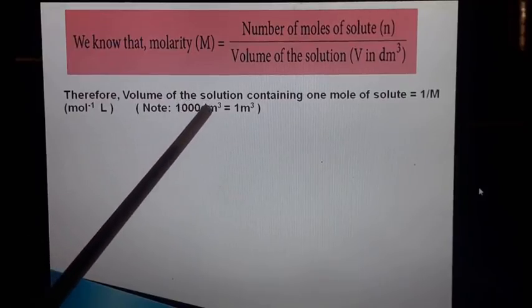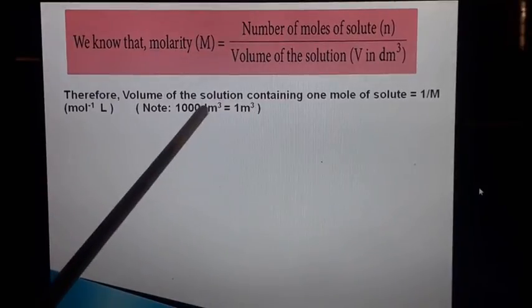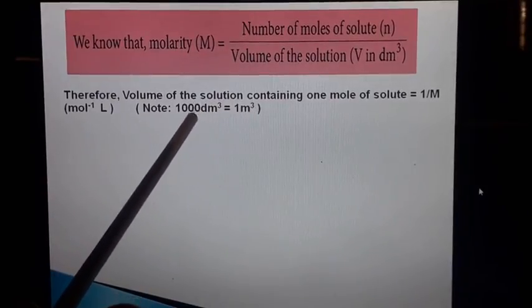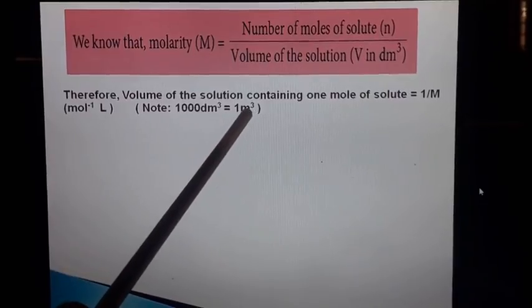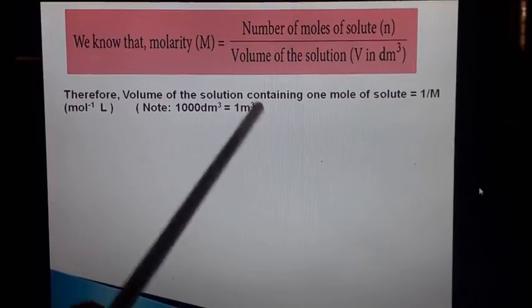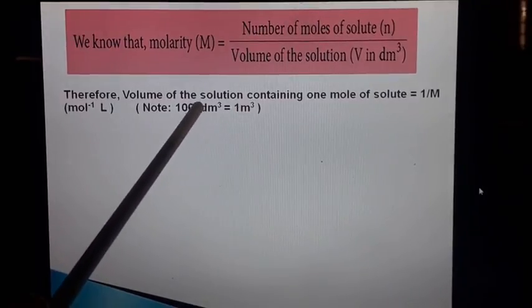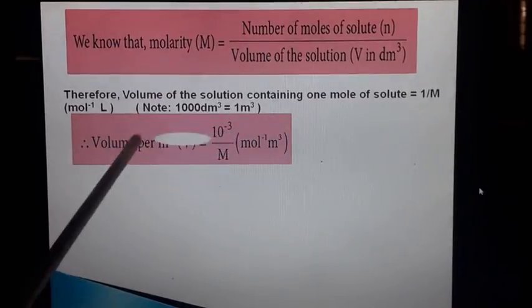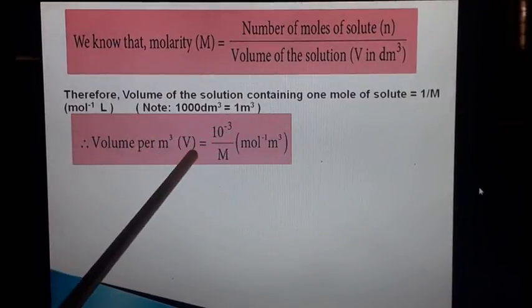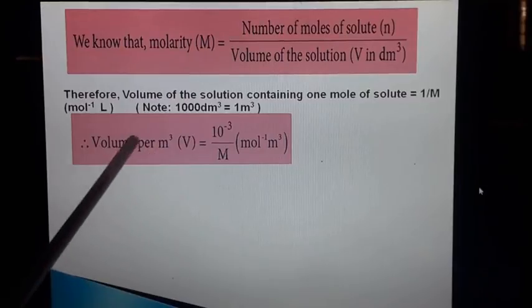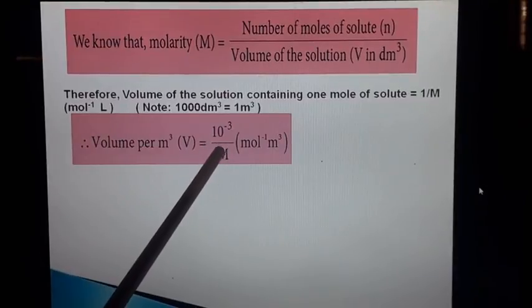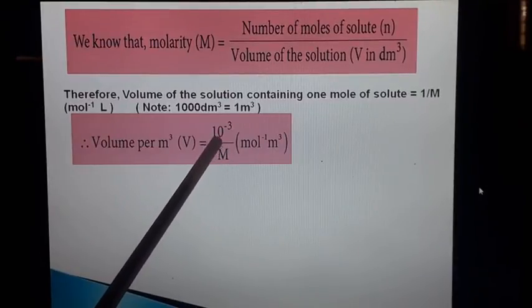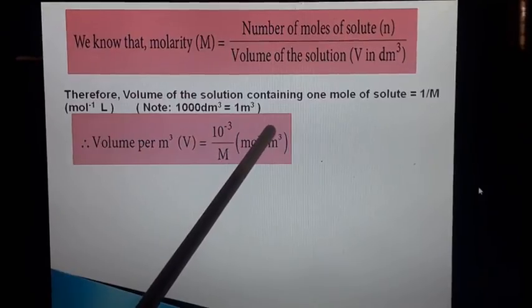We note that 1000 decimeter cube is equal to 1 meter cube. This is the conversion between meter cube and decimeter cube, and it is important for this formula. Now, the volume per meter cube is equal to 10 to the power of minus 3 divided by the number of moles, M.